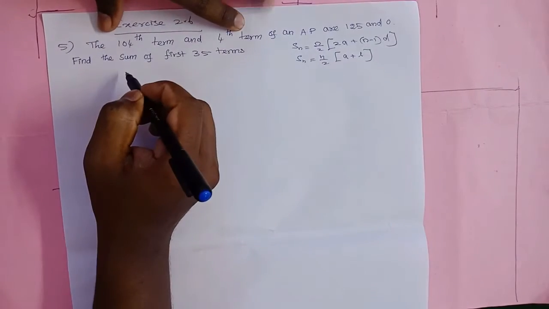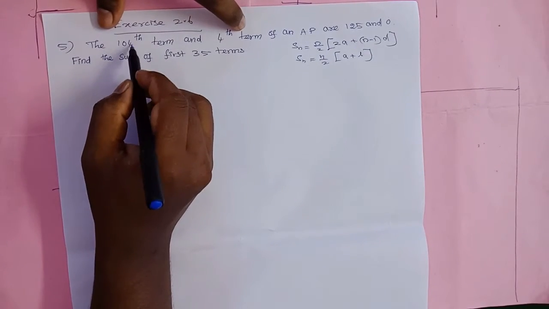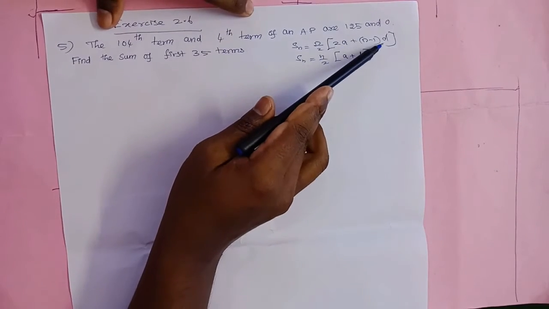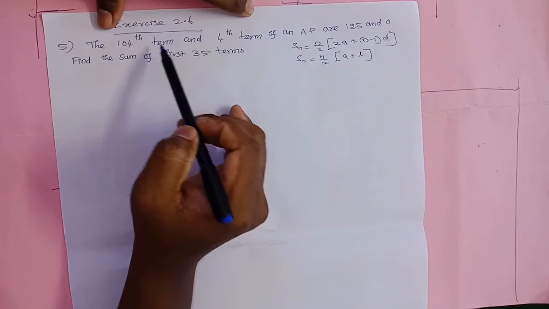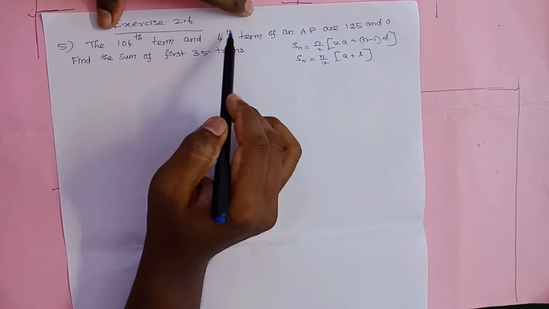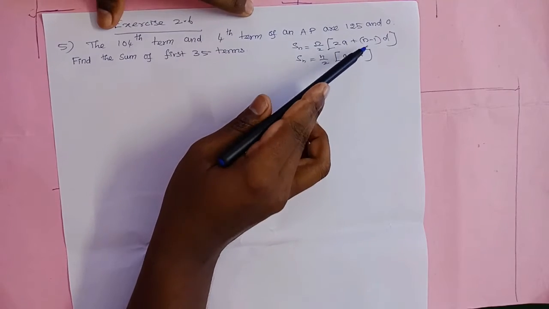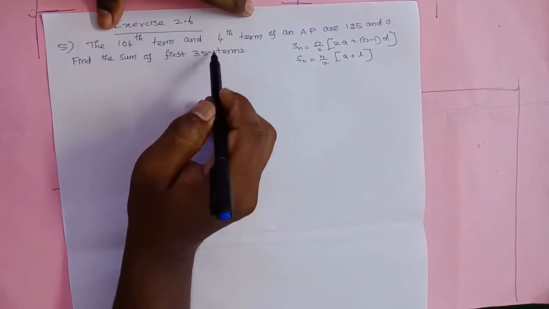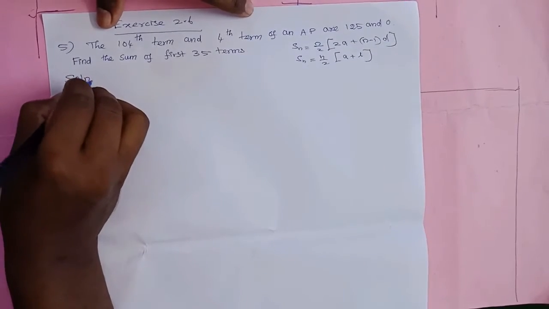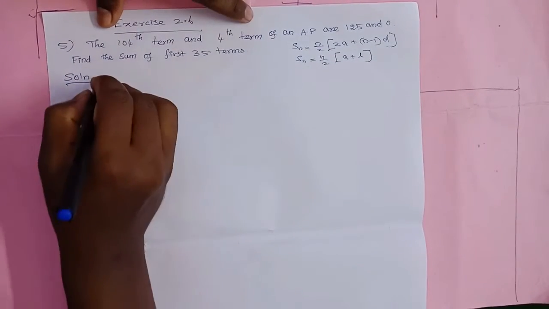So in this question, what is given? The 104th term and 4th term. But we need the value of first term and common difference. From this we have to find what is a and what is d, so that we can find the sum of first 35 terms. So let us solve this question by taking the given things.